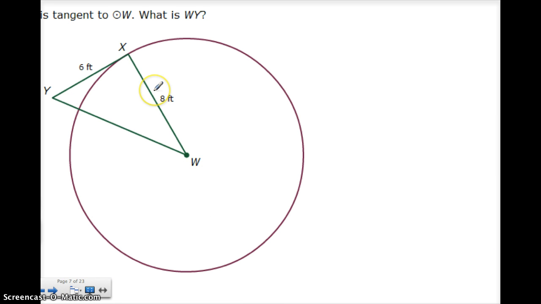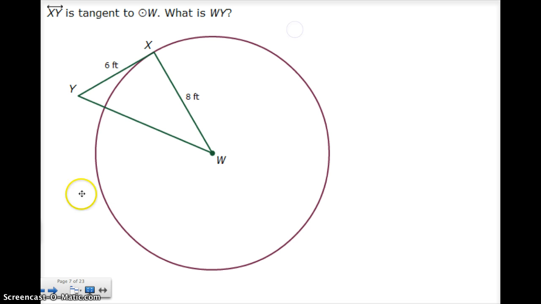Now this is our final problem. This one's a little different. Now once again it tells us that, hold on, let's move this over. This tells us that XY, this line right here, is tangent to W. Now if this is our tangent, we know once again that this is our 90-degree angle. Now we know the two sides are 6 and 8, and we're looking for this third side over here. We're trying to figure out what WY is, which is right over here. Well, how are we going to solve this? Well, let's look at what we have. We have a 90-degree triangle, and we have two of the sides, and we're looking for the third side.